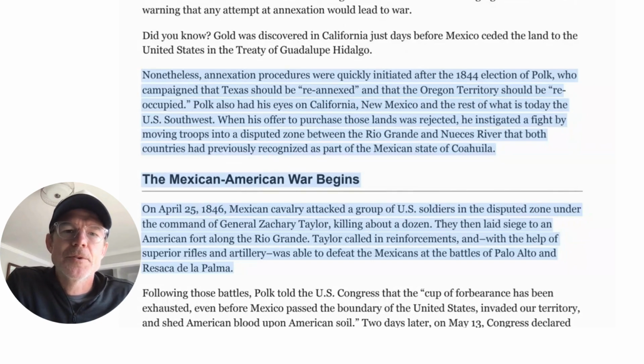Taylor called in reinforcements and, with the help of superior rifles and artillery, was able to defeat the Mexicans at the battles of Palo Alto and Resaca de la Palma. Okay, and now we'll watch a quick clip from the Crash Course video that is also in lesson 3. We're not going to watch the whole thing here. You should do that on your own, but we'll watch the 20 seconds of it that are relevant to this question.